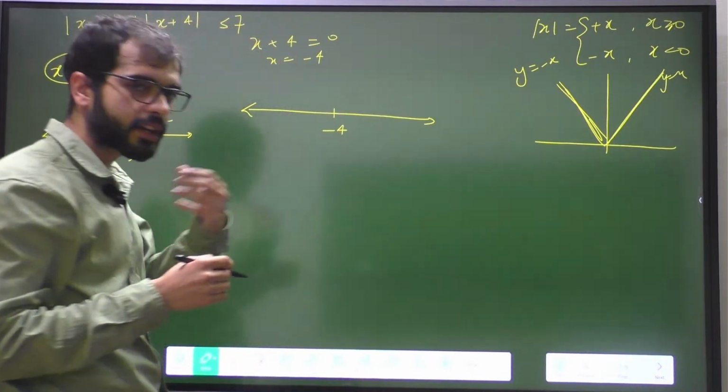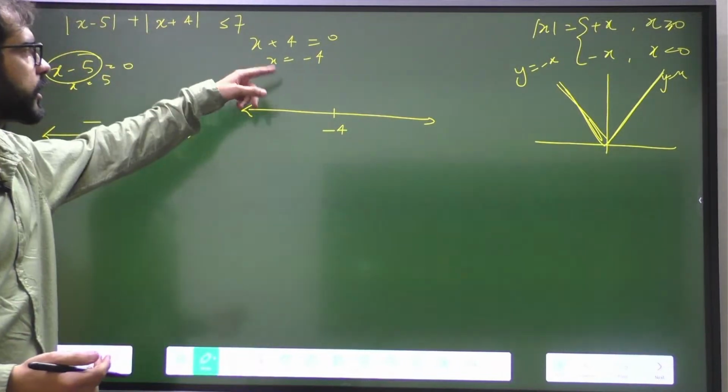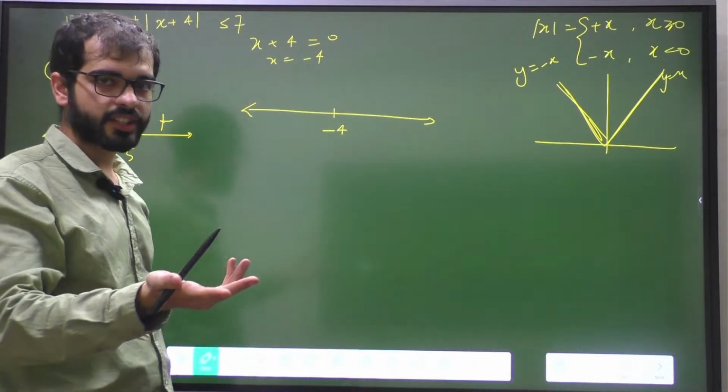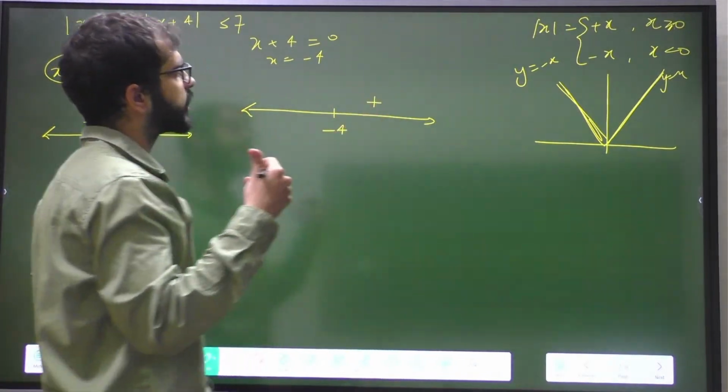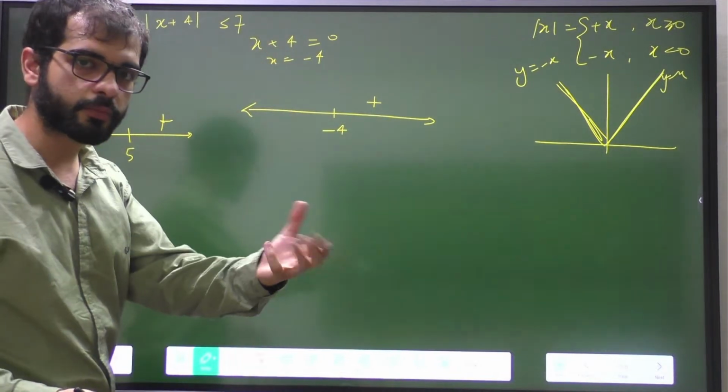If I put in a number greater than -4, then the output will be positive. Let's say I'm inputting 10. 10 plus 4 is going to be 14. That is a positive number. If I input anything greater than -4, let's say -3, now -3 plus 4 is 1. That is again a positive number.